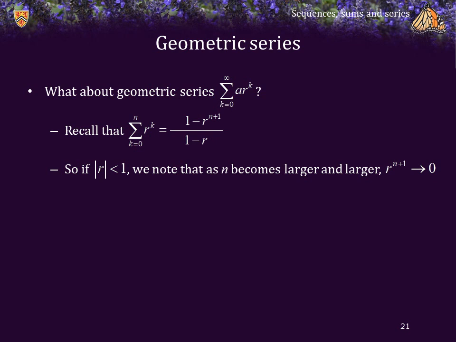So for example, if r is equal to 1/2, r to the 1 million is half that of r to the 999,999. And r to the 1,000,001 is half of the previous value. So as n becomes larger, r to the n plus 1 gets smaller and smaller until it becomes insignificantly small.